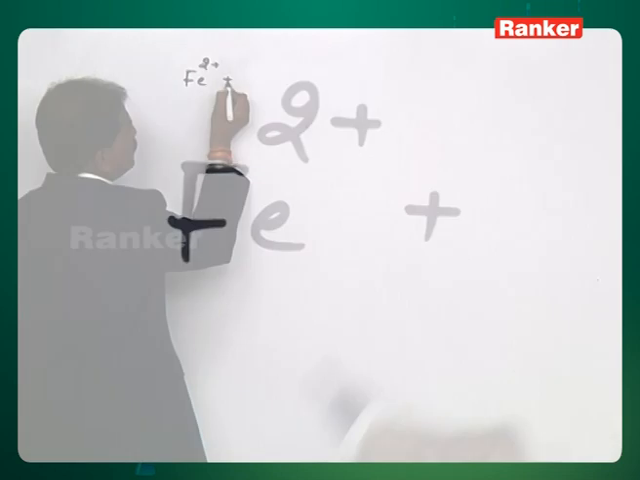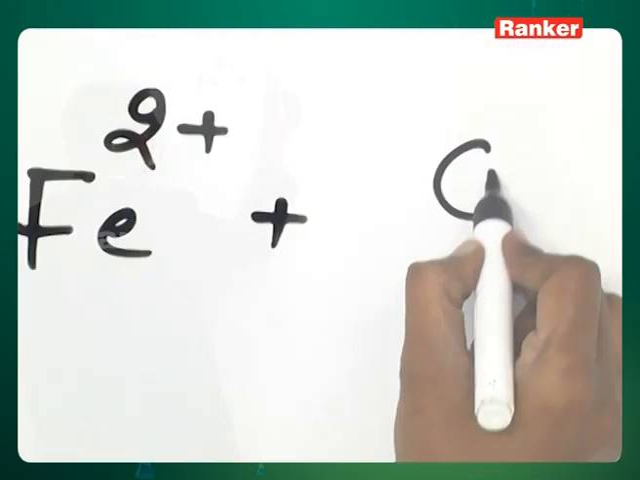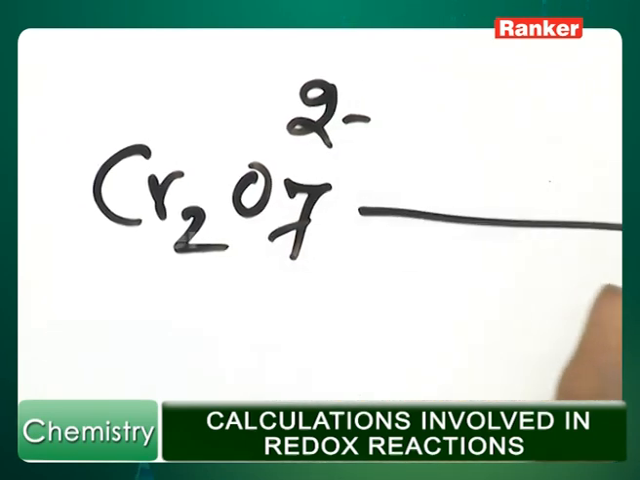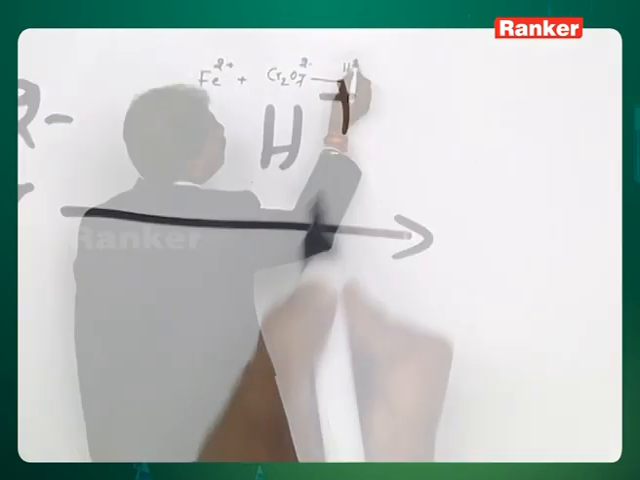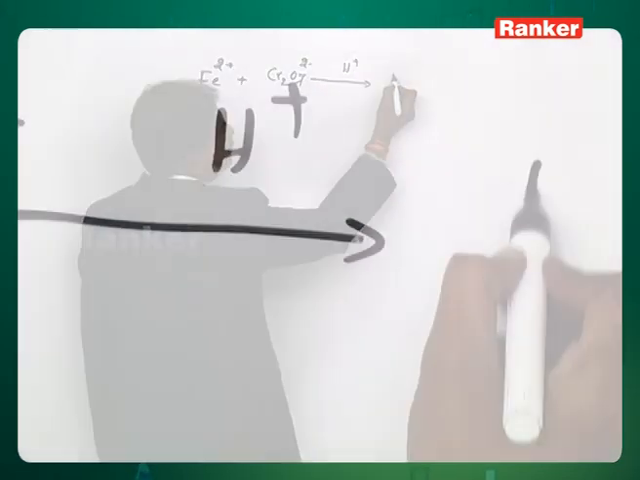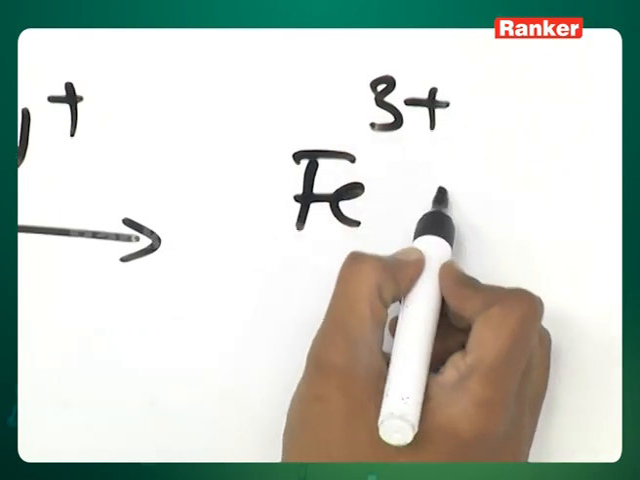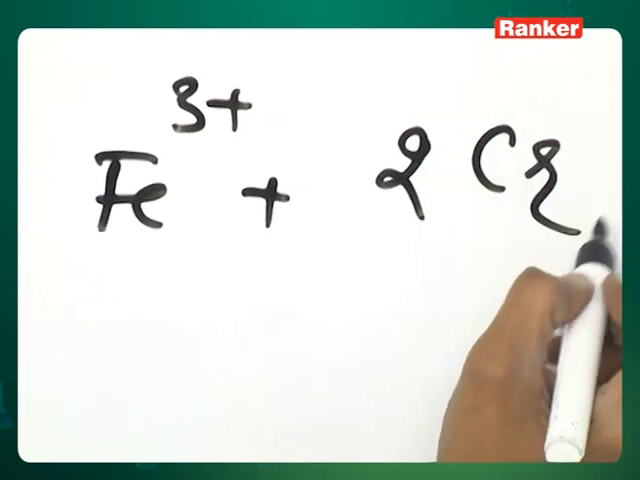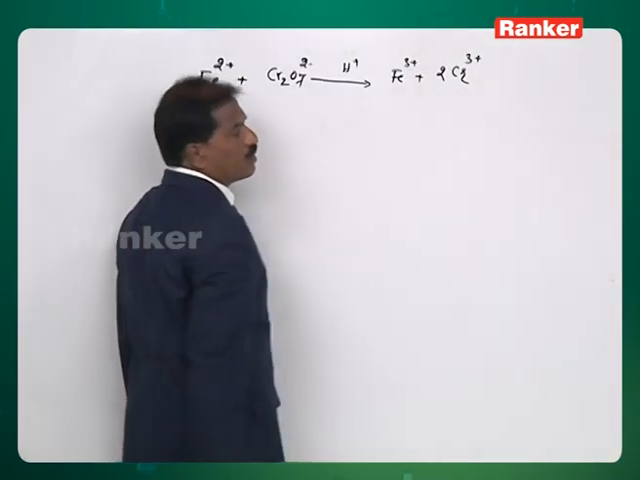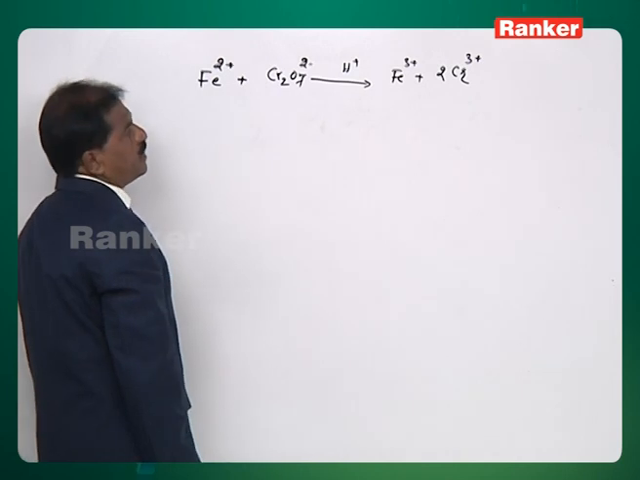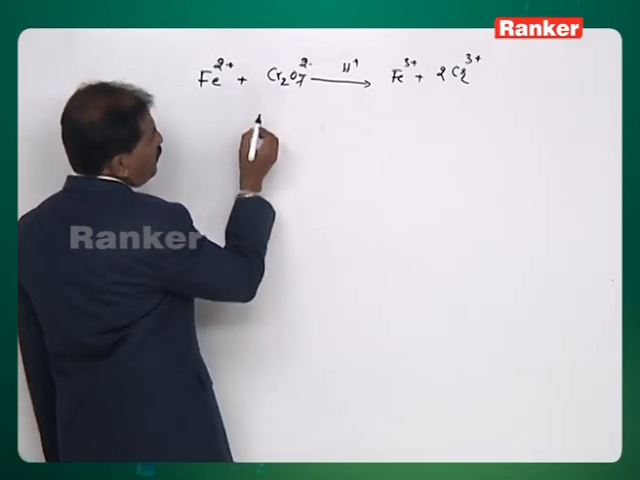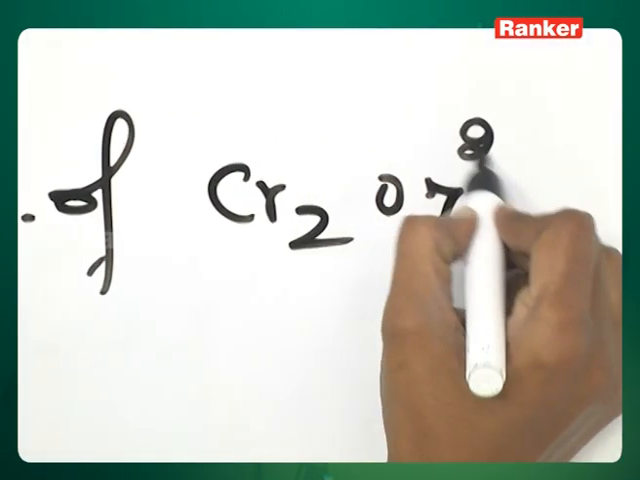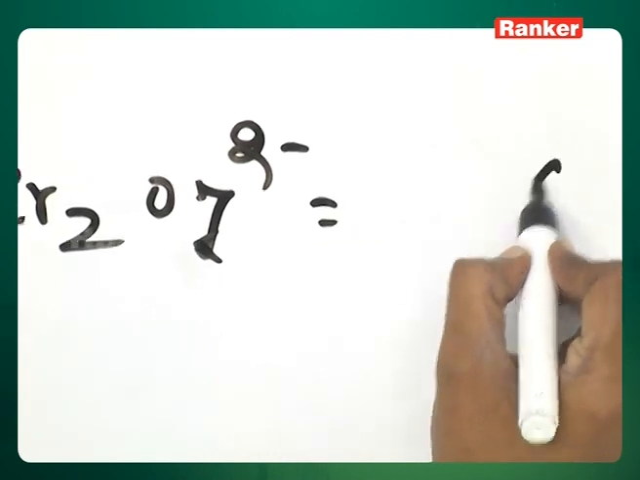Here ferrous is reacting with the dichromate. Now the reaction is taking place in acidic medium. Here ferrous has been oxidized to ferric. This dichromate is gaining electrons. It has been reduced to Cr3+. This is the reaction. Here the valence factor of dichromate is 6.